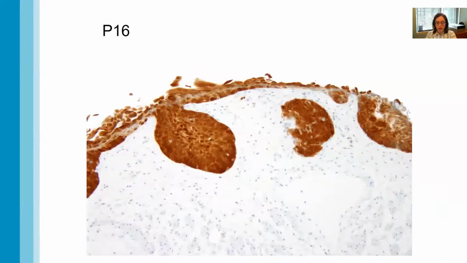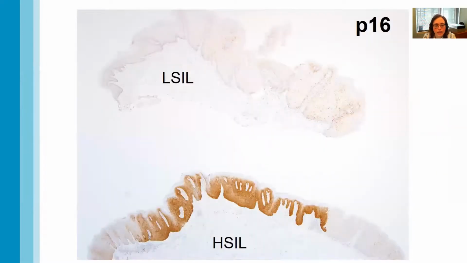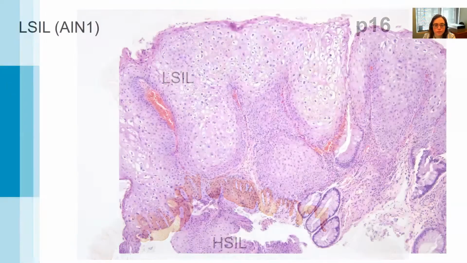Both AIN2 and AIN3 will show strong and diffuse immunoreactivity, uninterrupted block-like staining in basal and parabasal zones with p16. You don't necessarily have to have superficial staining, so sometimes the staining is basal and parabasal. And then in cases of LSIL, you'll see discontinuous, patchy, nuclear and cytoplasmic staining, and this is considered negative, as indicated here in the upper center, in the setting of LSIL.